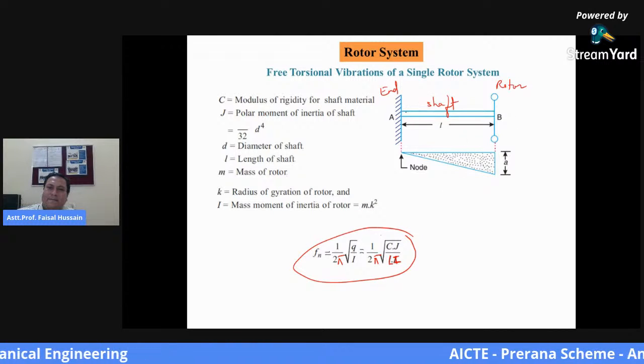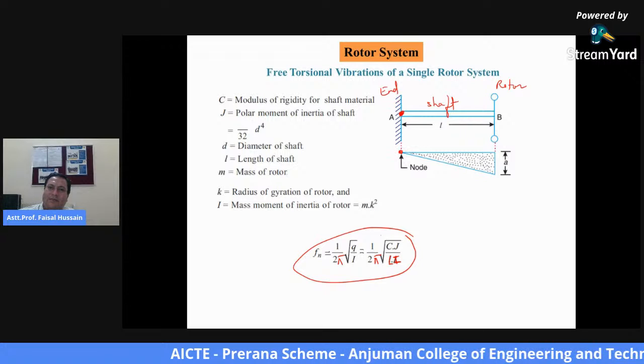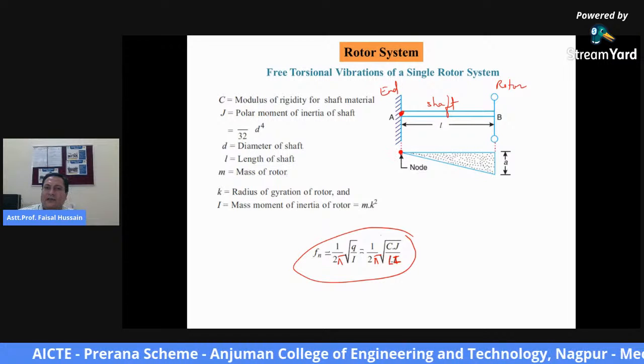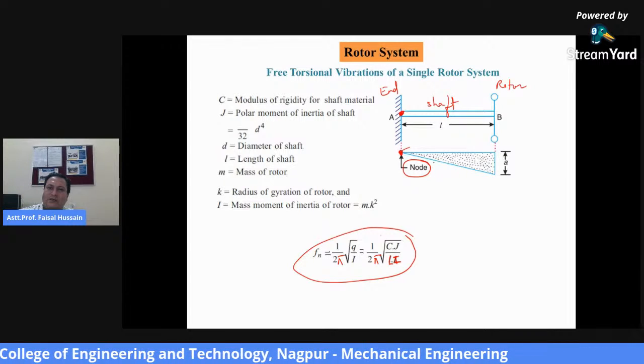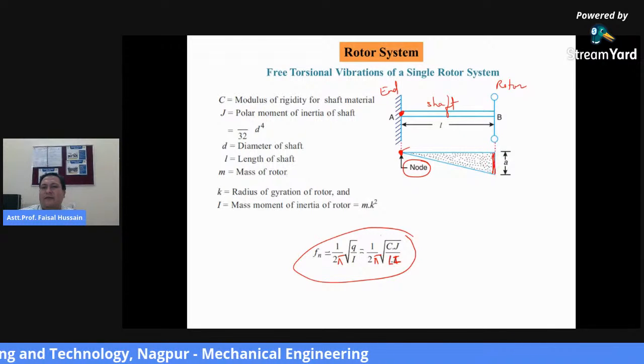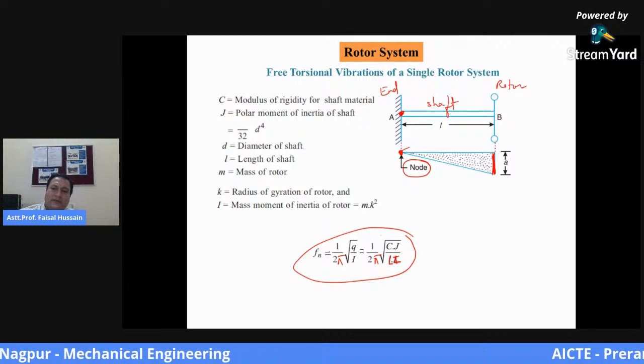Here you can see, at the point where the shaft is fixed, there will be no frequency. And if there is no frequency, the point is known as a node. Here there will be no displacement, and at the free end there will be the maximum amplitude of frequency.